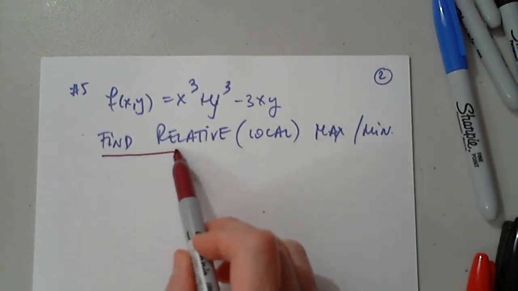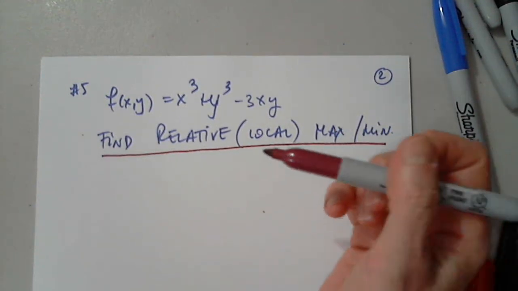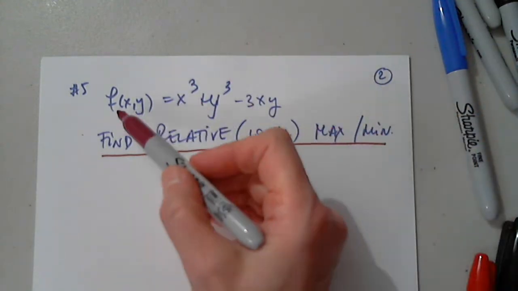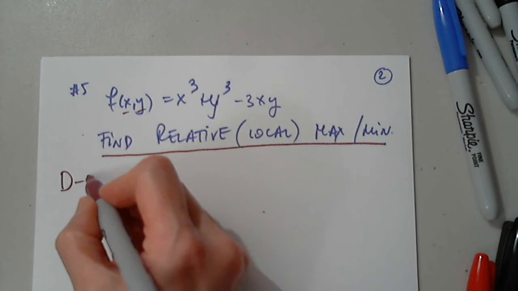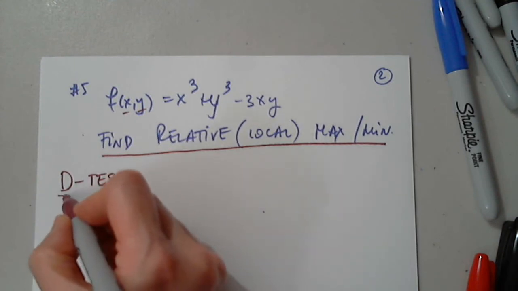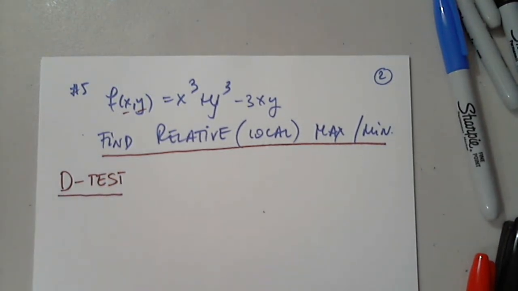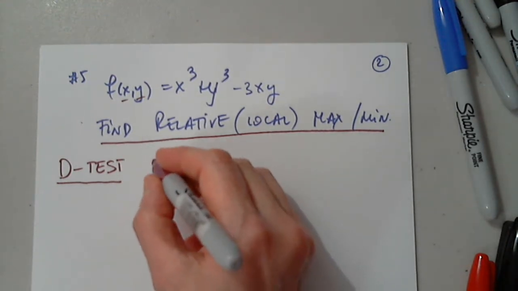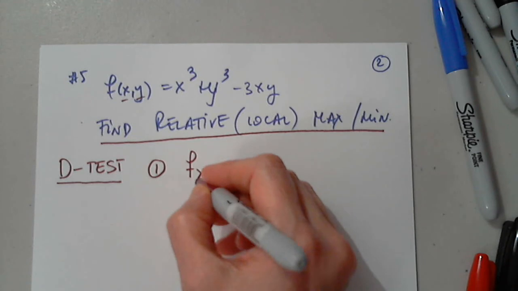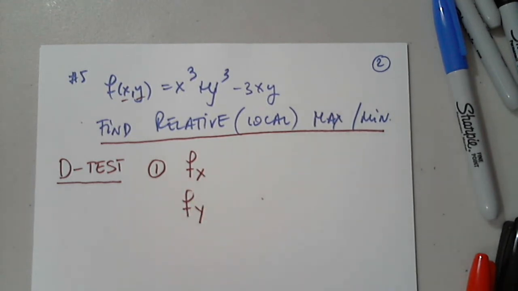So there is a procedure for finding a relative max or min for a function with two variables, and this is called the d-test. In order to apply the d-test, I need some preps. First prep is to find fx and find fy.